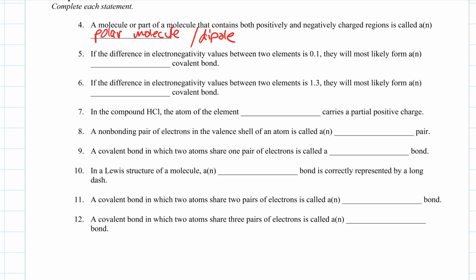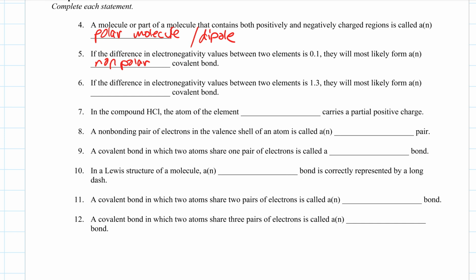All right, next one, number 5. If the difference in electronegativity values between 2 elements is 0.1, they will most likely form a non-polar covalent bond. There's not a big enough difference in electronegativity to shift the electrons in the bond from one atom to the next.